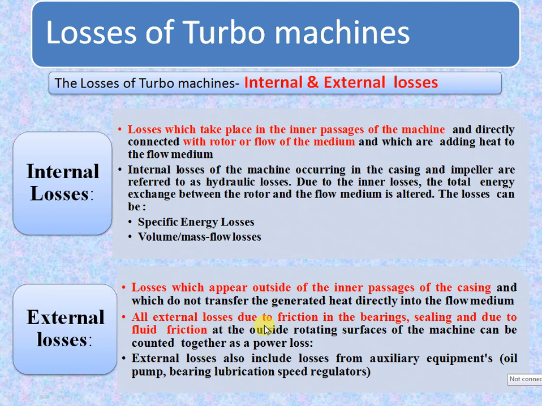All external losses due to friction in the bearing, sealing, and due to the fluid friction at the outside rotating surface of the machine can be counted together as a power loss. The external loss also includes loss from auxiliary equipment: oil pump, bearing, lubrication, speed regulator. These are the external losses.